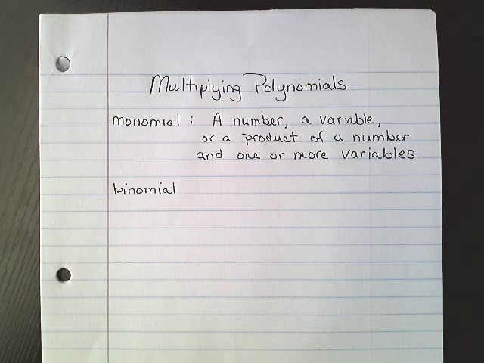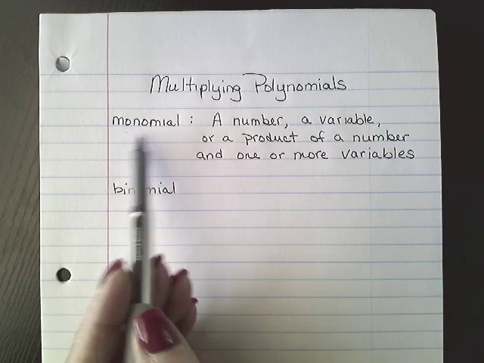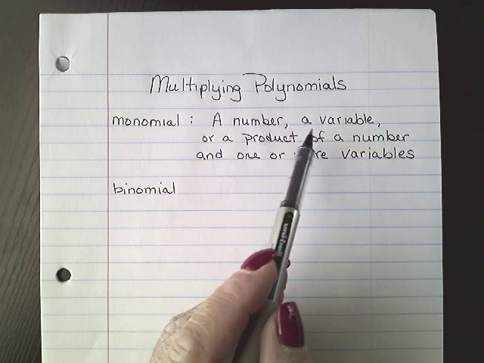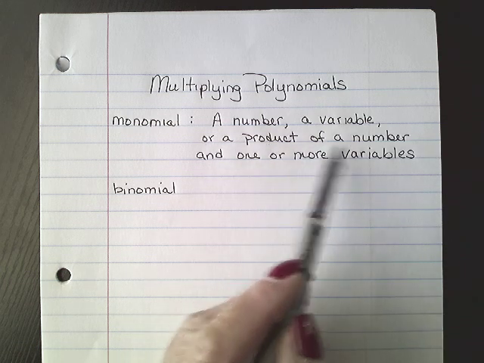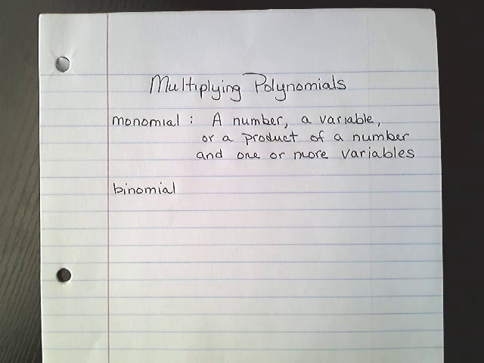Today we're going to be multiplying polynomials. So we want to discuss what polynomials are. They consist of monomials, binomials, and trinomials. A monomial is a number, a variable, or a product of a number and one or more variables together.